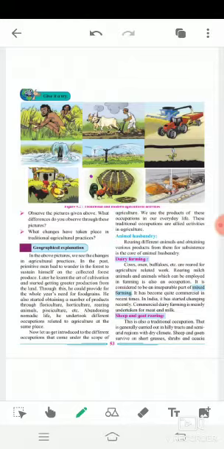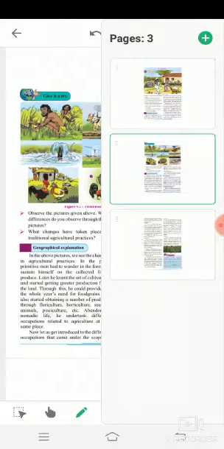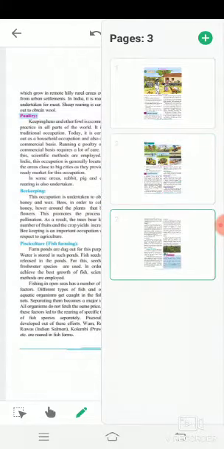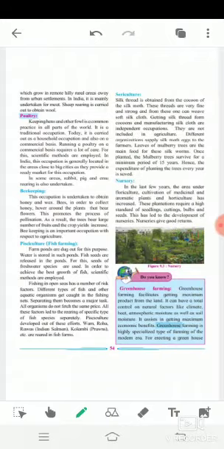Sheep and goats survive on short grasses, shrubs, and acacia, which grow in remote hilly rural areas away from urban settlements in India. It is mainly undertaken for meat. Sheep rearing is carried out to obtain wool.